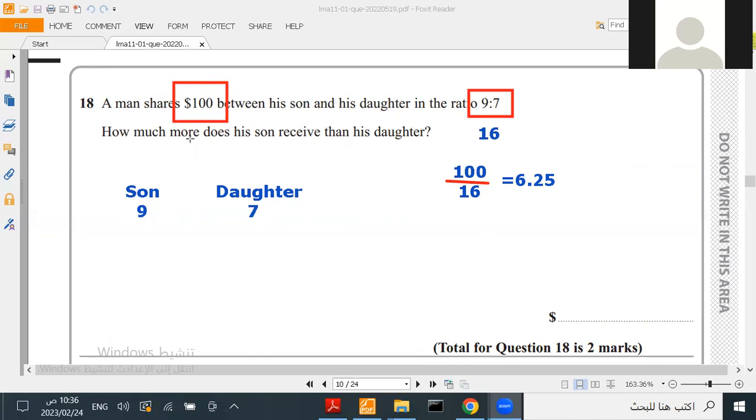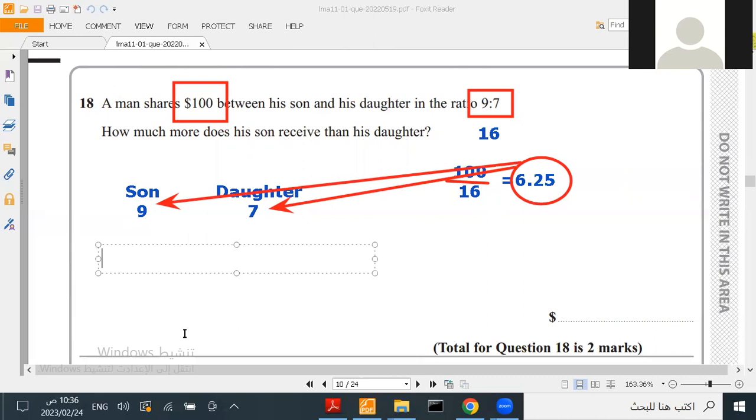Sometimes it says he gave his son $100. So I become focused on the questions, because they are different. When it says $100 and they want to share them, it means we add the ratios, we divide the total number by the ratios' total, we take this number and then we multiply it by these. I multiply it by the 7 to know how much the daughter takes and multiply it by the 9 to know how much money the son takes.